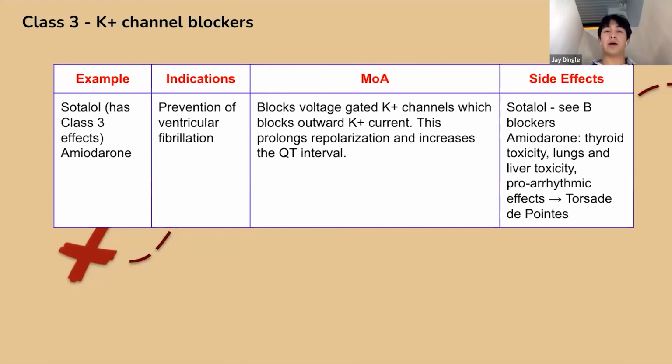In terms of mechanism of action, as the class suggests, we have blockage of the potassium channels, which block outward potassium current. This prolongs repolarization and increases the QT interval.